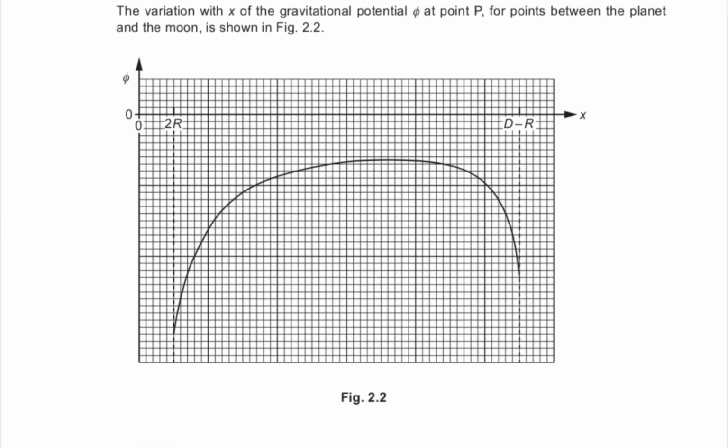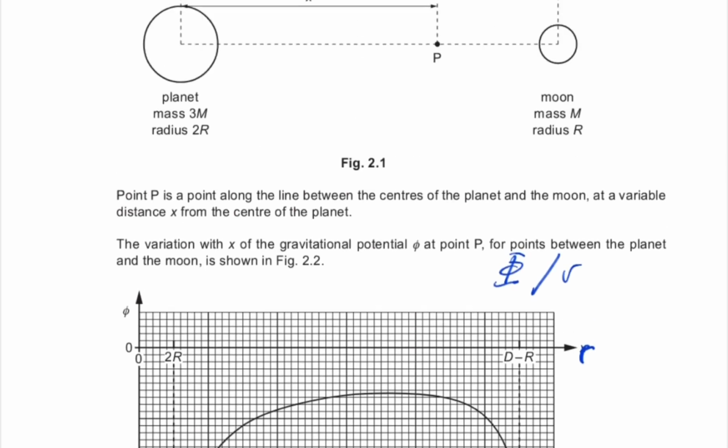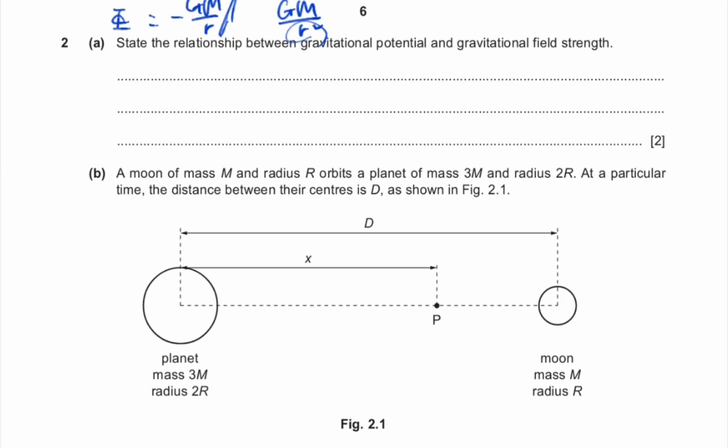This is what a potential gradient looks like. You can call this r. The gradient of this is basically the potential divided by r, right? It's the y value divided by the x value. So the gradient of this graph is basically gravitational field strength, which is why we can say that the gravitational field strength equals the potential gradient with a negative sign.